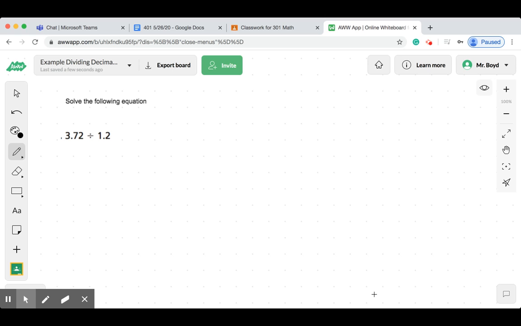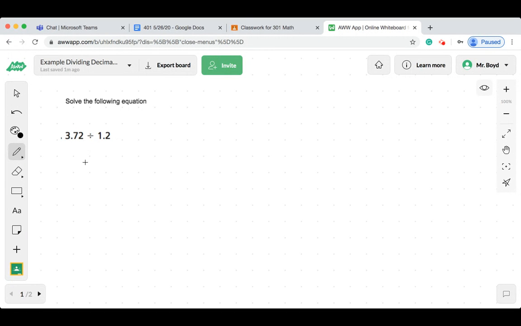Good morning, fifth grade. Today we are going to focus on dividing decimals by decimals. And we did this earlier in the year, so this should be a little bit of review. So the first thing I'm going to do is read my equation, which is 3 72/100 divided by 1 2/10.